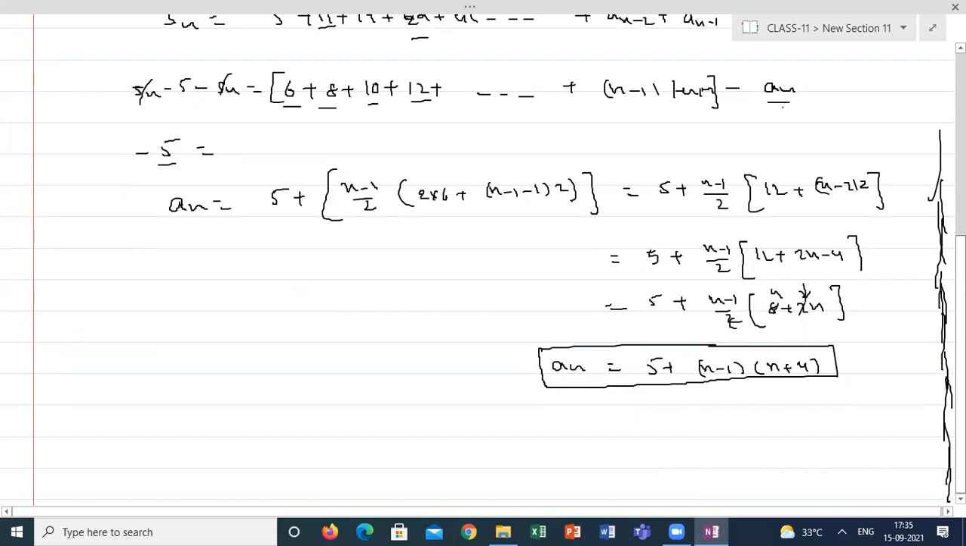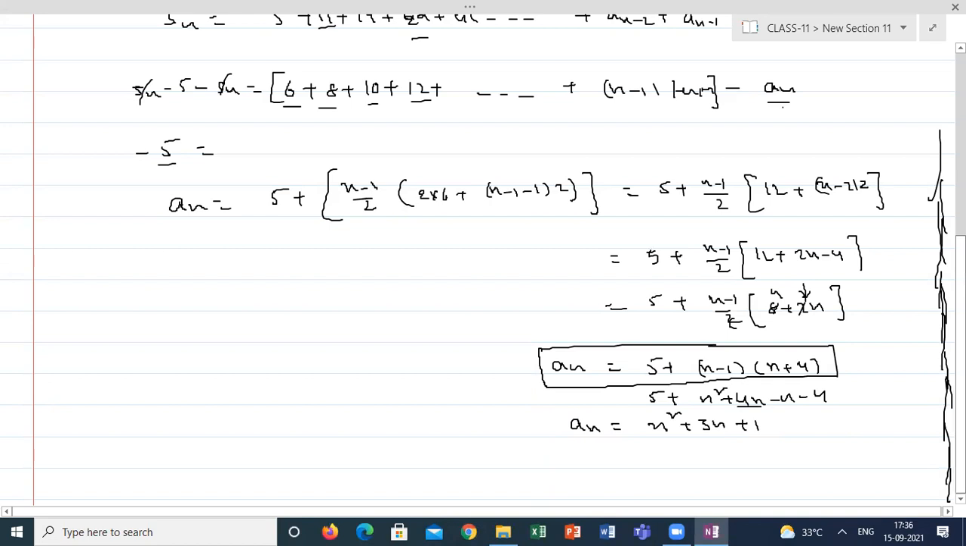5 plus n minus 1 into n plus 4, which is a quadratic expression in n square. This will be n square plus 3n. So 5 plus n into n is n square plus 4n minus n minus 4. So n square plus 4n minus n is plus 3n, 5 minus 4 is plus 1. This is an.